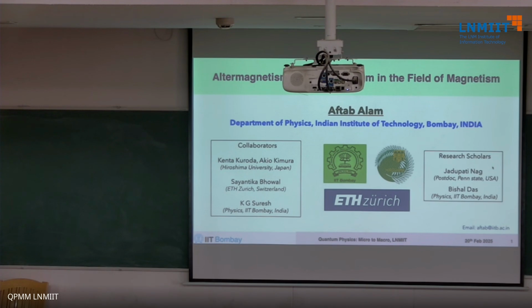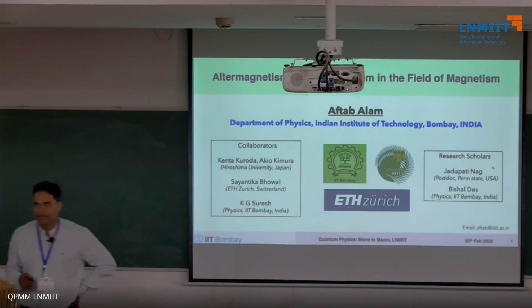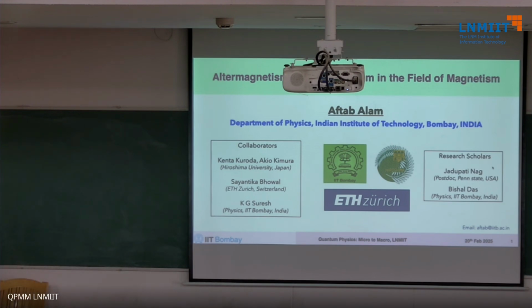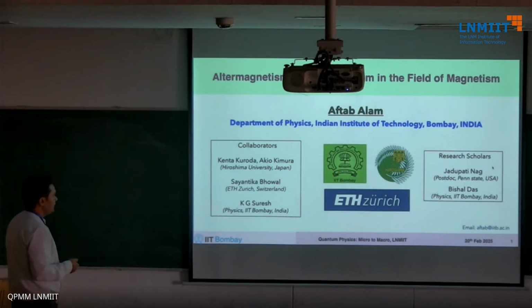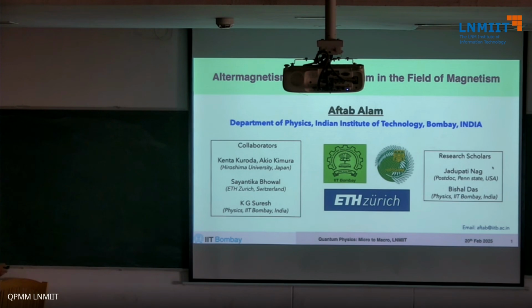Kenta Kuroda and Kimura have been the experimental collaborators from Hiroshima University, who helped us do some of the angle resolved photoemission spectroscopy spectra to understand the topological feature of one of the materials that I'll show. That's just a test case. Shayantika, who was at ETH Zurich, helped us do some of the multipole simulation, which is very important to understand this kind of unconventional magnetism. And Shayantika is now actually one of our colleagues in the Department of Physics, IIT Bombay.